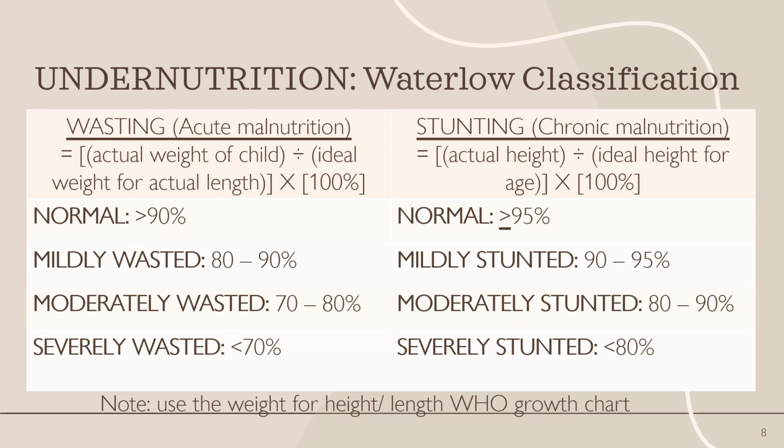And then a normal result would be more than 95%. Mildly stunted would be 90 to 95. And then moderate stunting would be 80 to 90, whereas severe stunting would be less than 80%.